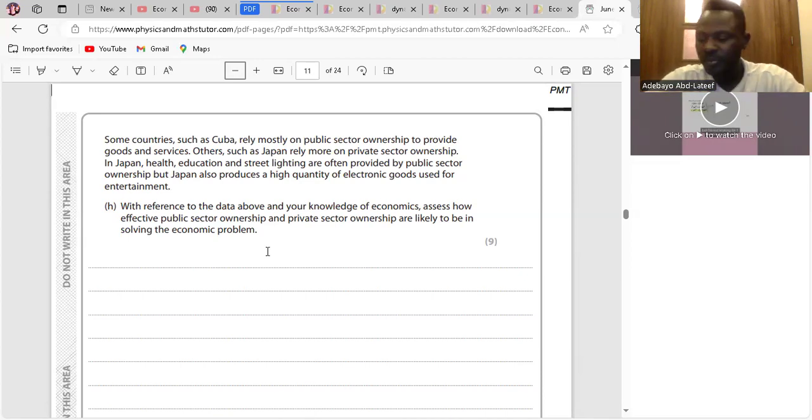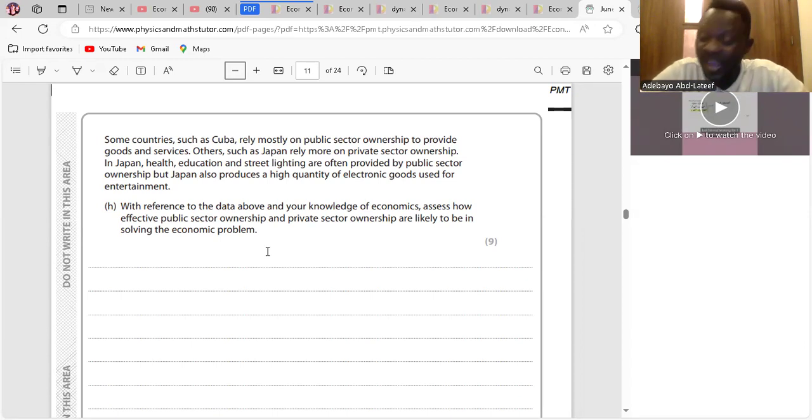Is it clear? The third point I make: as a result of that, this means countries such as Cuba may rely heavily on public sector ownership to produce goods and services, as one of the main objectives of the public sector is to reduce wastage. And we're talking about the economic problem of scarcity here. So these resources are not enough, and one of the government's aims is to reduce wastage. So to reduce waste, government is taking charge, which is public ownership.